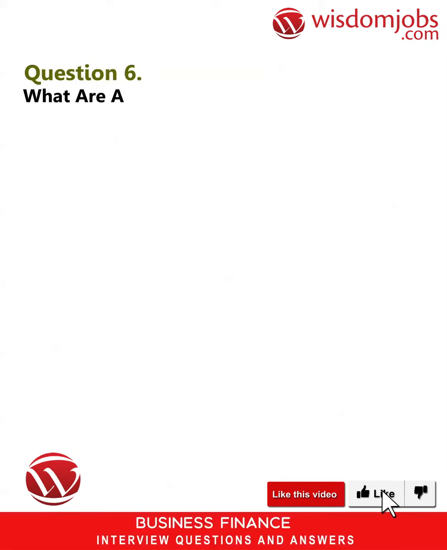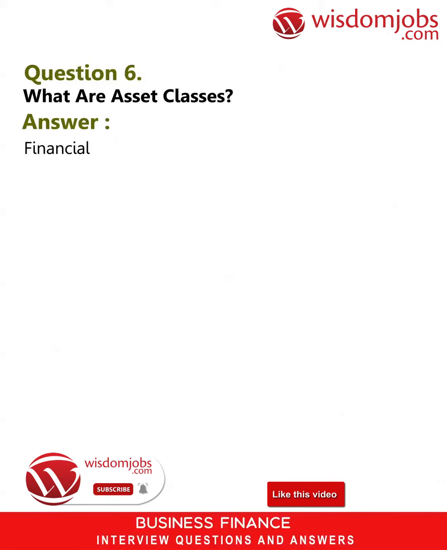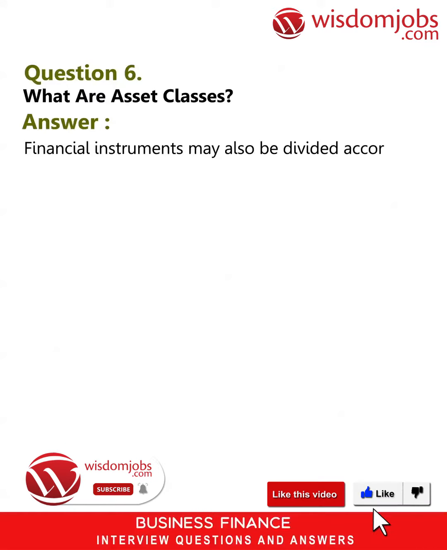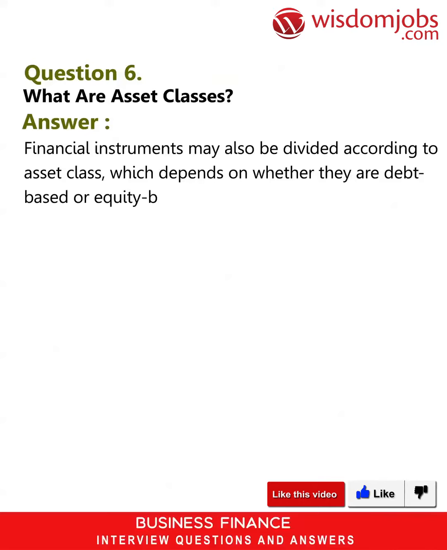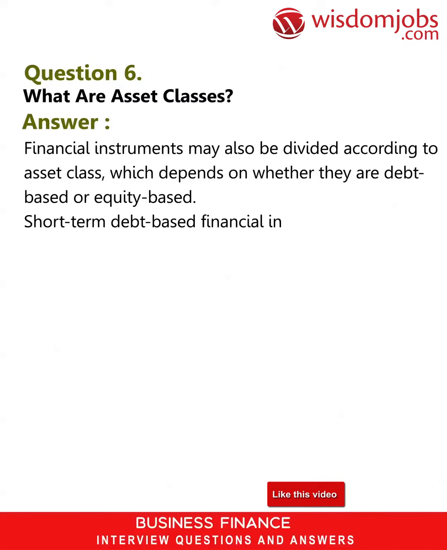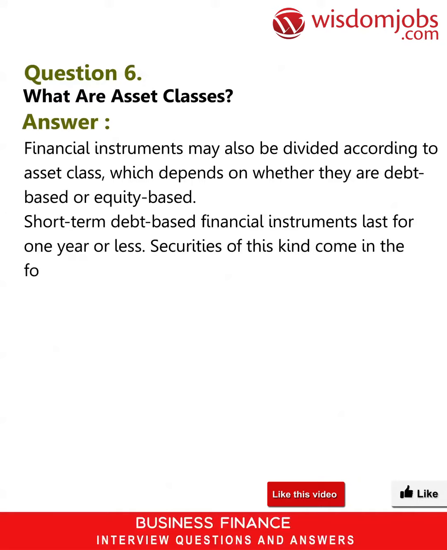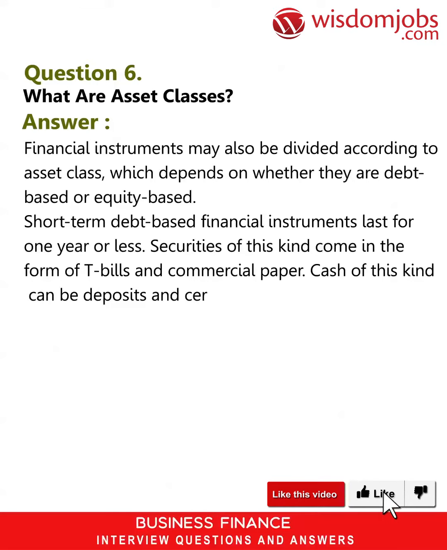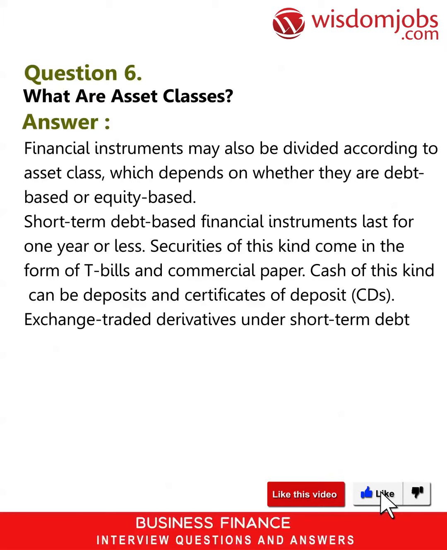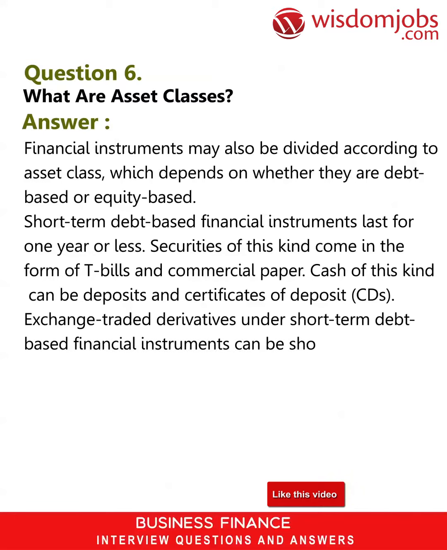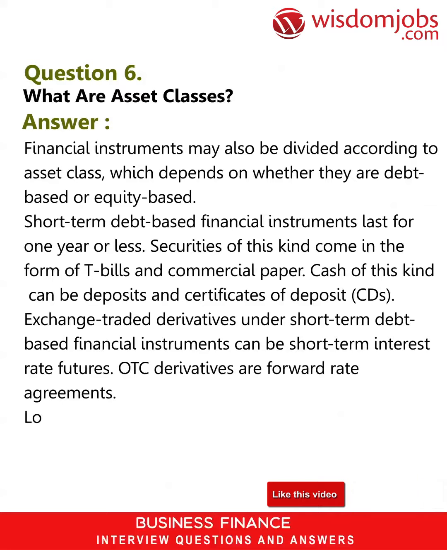Question 6. What are asset classes? Answer. Financial instruments may also be divided according to asset class, which depends on whether they are debt-based or equity-based. Short-term debt-based financial instruments last for 1 year or less. Securities of this kind come in the form of T-bills and commercial paper. Cash of this kind can be deposits and certificates of deposit (CDs). Exchange-traded derivatives under short-term debt-based financial instruments can be short-term interest rate futures. OTC derivatives are forward rate agreements.